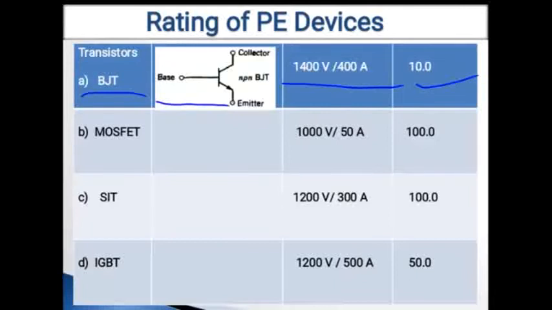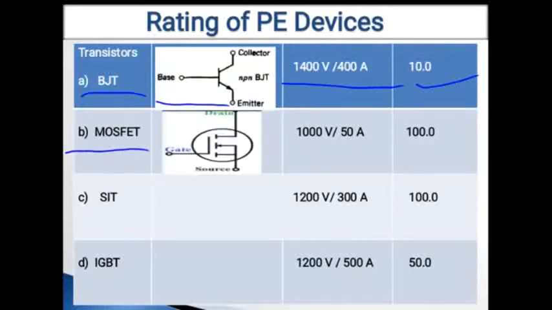Now our next device is the MOSFET. MOSFET means metal oxide semiconductor field effect transistor. In this block diagram you can see that the symbol for the MOSFET has three terminals: gate, drain and source. It has a voltage rating in the order of 1000 volt and a current rating of 50 ampere, and a frequency range in the order of 100 kilohertz.